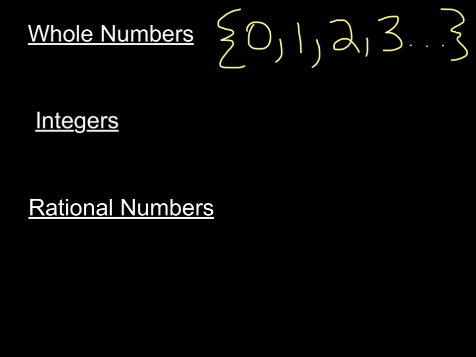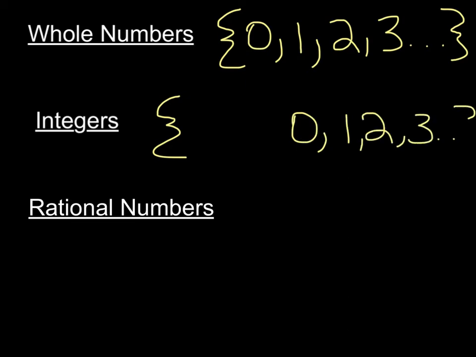Well, those members got together and decided that they wanted to keep the members that they had, but they also wanted to add their opposites, which are their negatives. So they kept the numbers that they had, 0, 1, 2, and 3, and so on, all the way into infinity. But then they wanted to add their negatives, -1, -2, and so on. So the integers added into the group the whole numbers' opposites. So integers can contain negatives where whole numbers cannot.